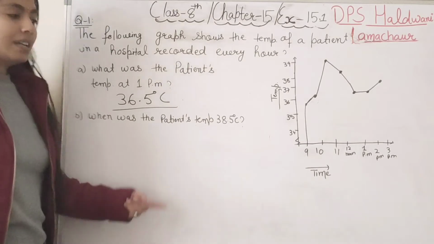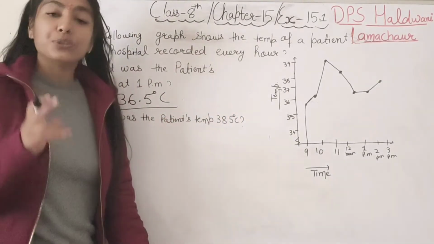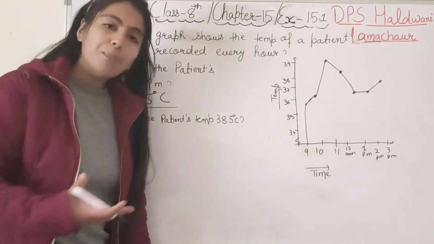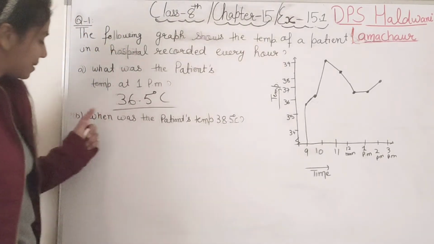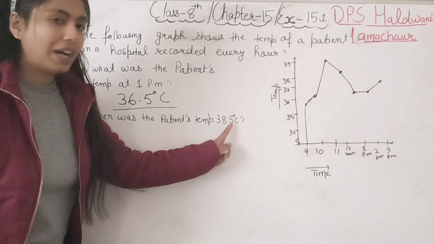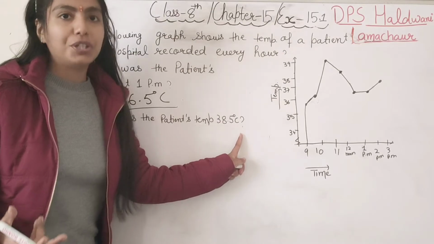Right, student? After seeing the graph, you have to give the answer. It's very easy only. And you should know how to read a graph. Right, student? The same type of question we have done in our data handling chapter also. Right? Now, second, when was the patient temperature 38.5 degrees Celsius? Means at what time was the patient at this temperature?